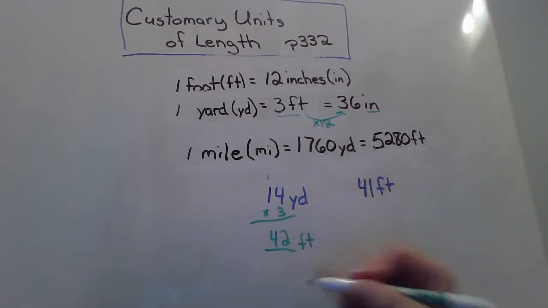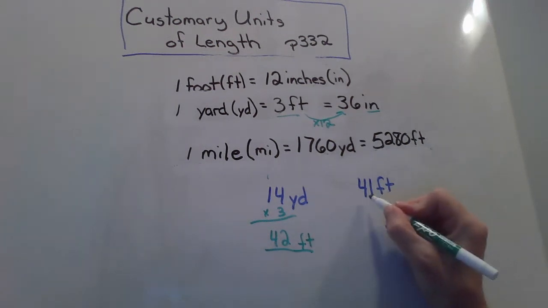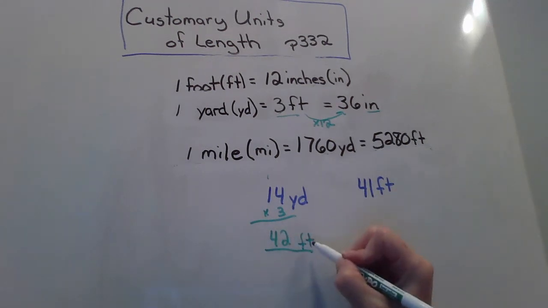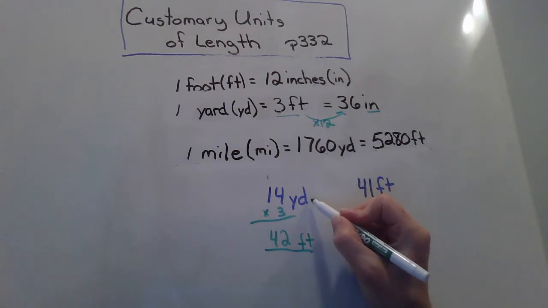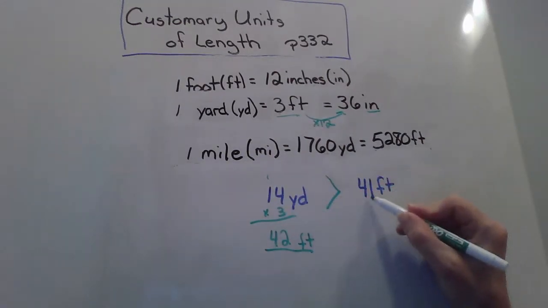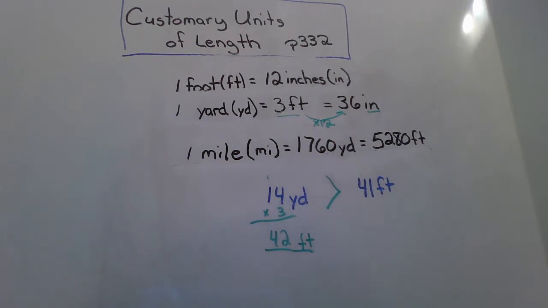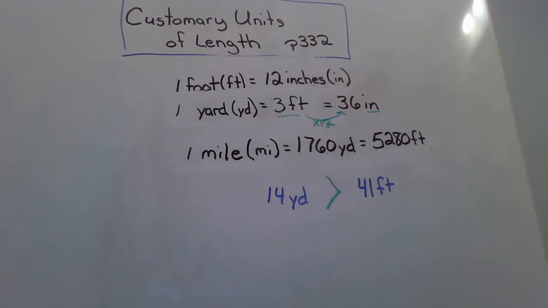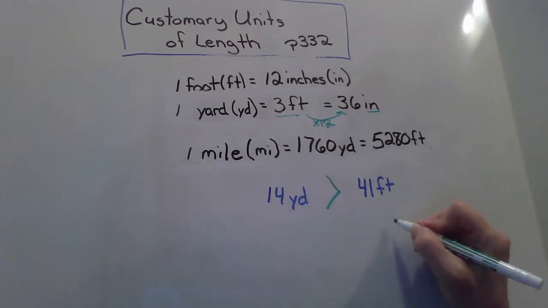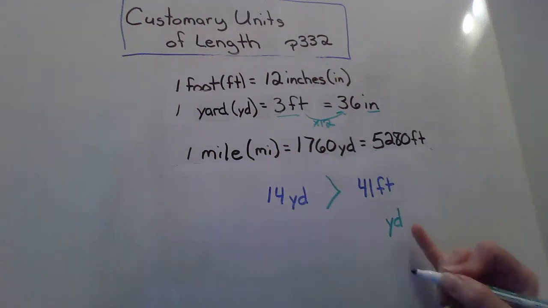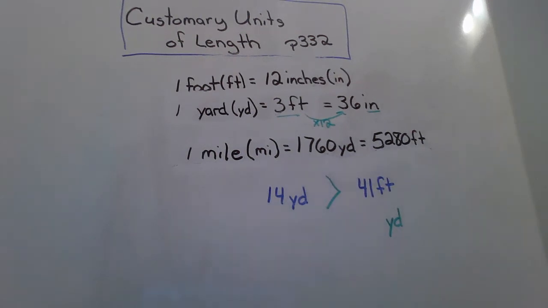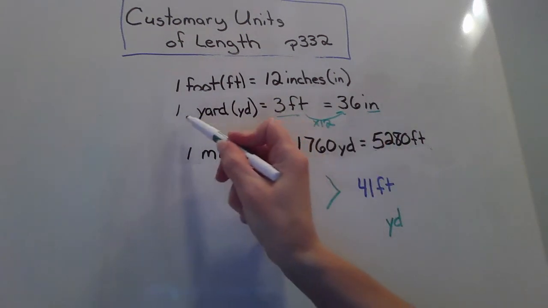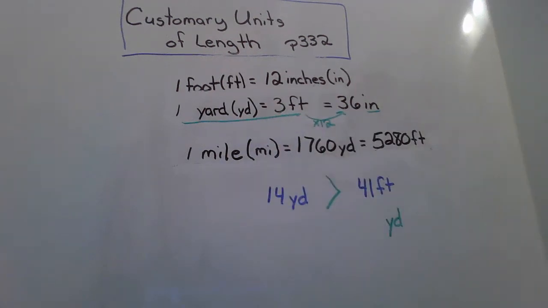So when I convert them into feet, now all I have to do is look. I have 42 feet, which is the same thing as 14 yards, and that's going to be greater than 41 feet. So that's the one way they showed it. The other way they showed it is now, instead of changing them both into feet, they want you to change the 41 into yards. In order to do that, you're still going to use the same conversion up here. 1 yard equals 3 feet. But instead of multiplying, we're actually going to divide.